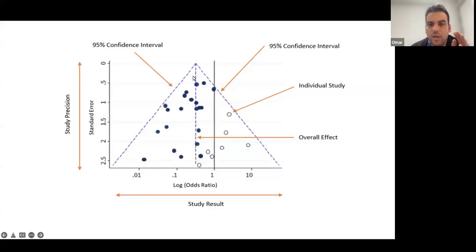As an example, here your overall effect is down the middle. What it's done is pool all of the studies, and that's where that overall effect is. All of the studies fall within the 95% confidence interval. Does that make sense?